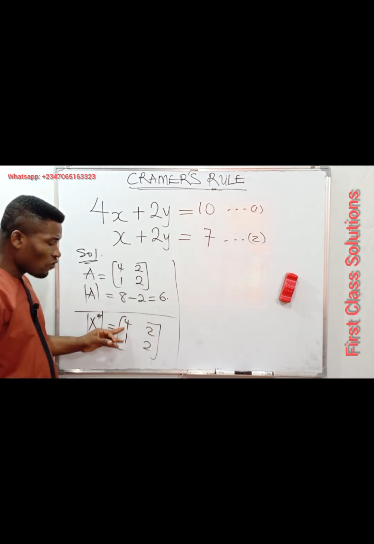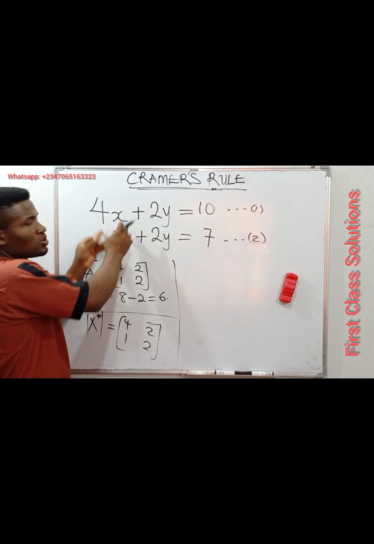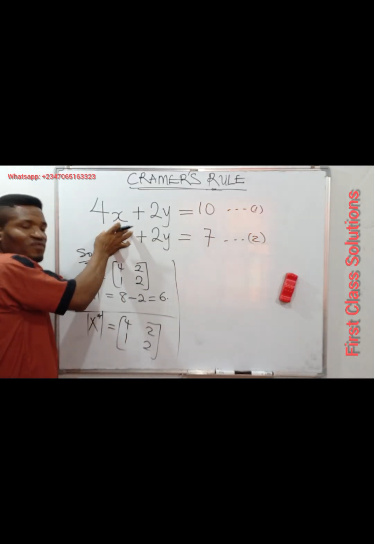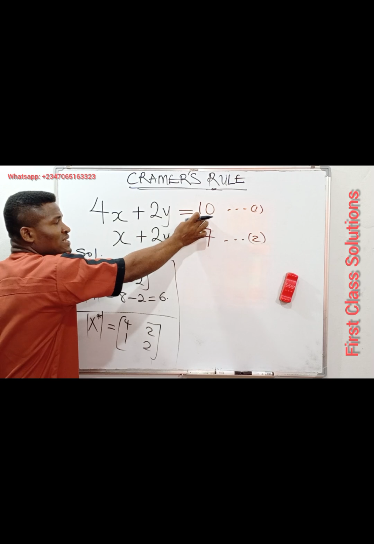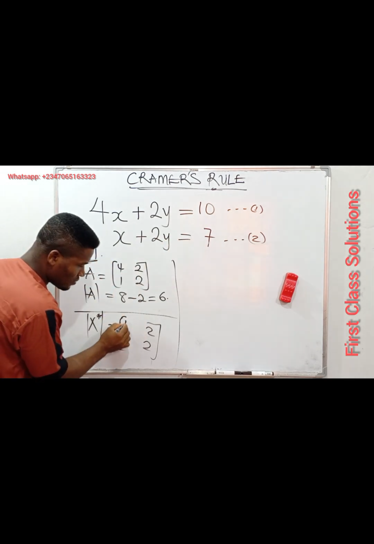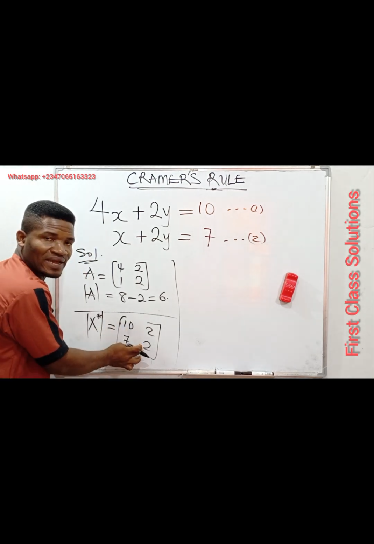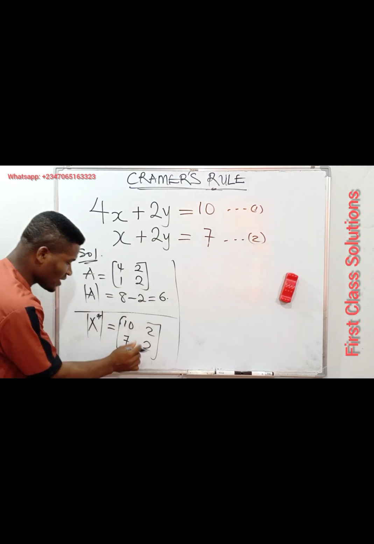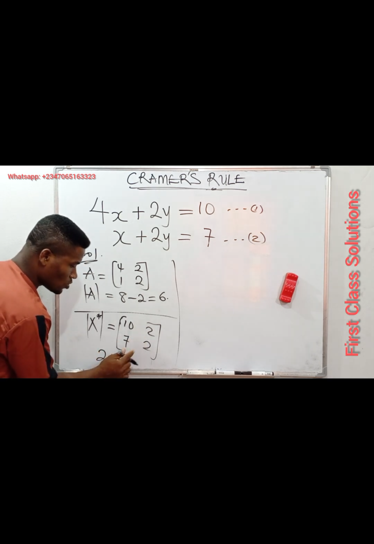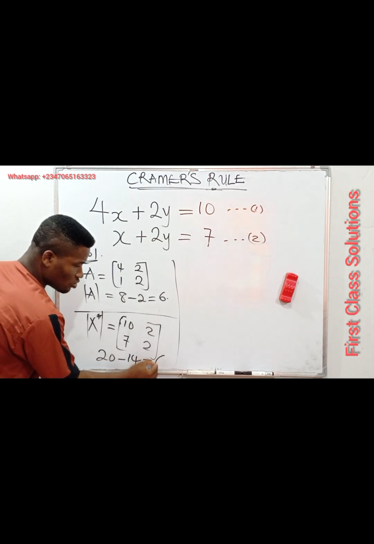Now in this case, the 4 and 1 are the coefficients of x. But since we want to calculate for x, we don't use this coefficient of x again. We use the solution values I told you about before and replace the coefficients of x in this place. The solution values are 10 and 7. So instead of 4 and 1 here, we replace them with 10 and 7. If we get the determinant, it is 10 times 2 minus 7 times 2. 10 times 2 is 20, minus 7 times 2 is 14. So 20 minus 14 gives us 6.